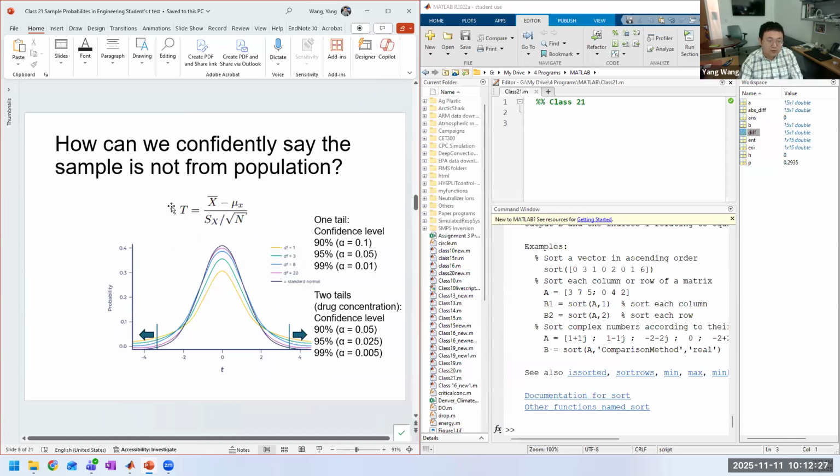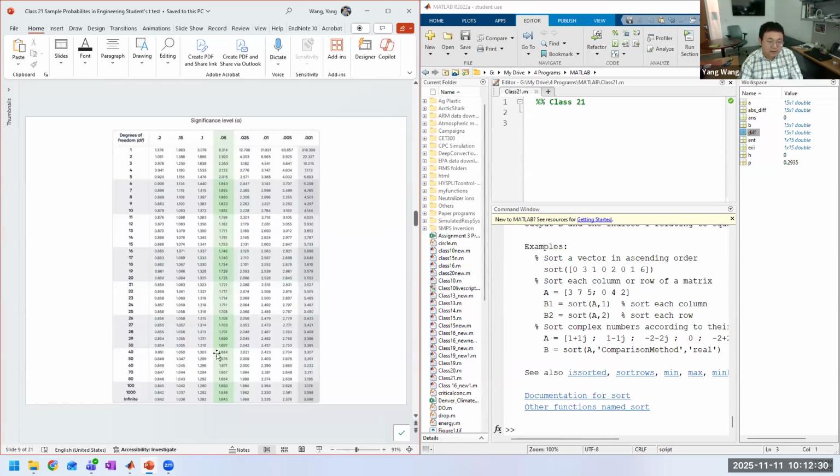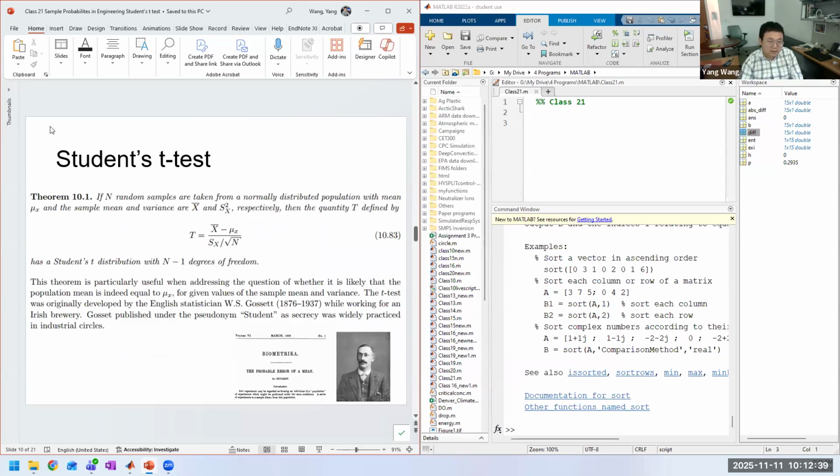And then we can compare our measured T value against the critical T value to see whether the sample satisfies the proposed population. Okay, so this is what's called the student's t-test. The theory under the student's t-test is that if n random samples are taken from a normally distributed population with a proposed mean of mu x, and the sample mean and variance are x bar and s squared, standard deviation will be s respectively, the quantity t defined by this equation has a student's t distribution with n-1 degrees of freedom. Right, so we were talking about the T distribution. This is the T distribution.